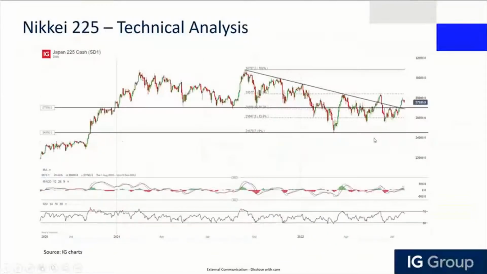Next one will be the Nikkei. So I mentioned that if you were to see some easing in US yields, some traction towards the tech sector, hopefully Nikkei can find some tailwind from there. But if you look at the Nikkei 225 chart, it has largely been trading in a consolidation period since October 2020. It has been bouncing between this range.